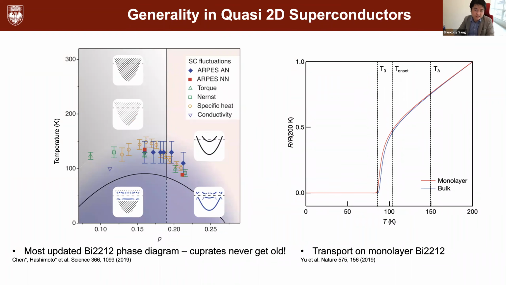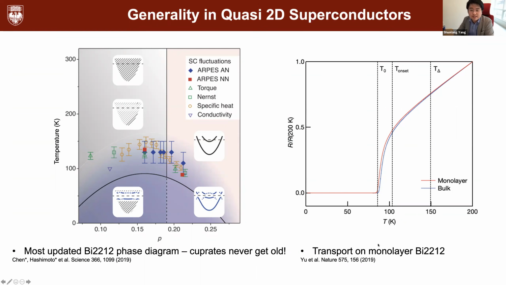And I'd like to use this example from cuprates. Both of these studies are from bismuth 2212. And indeed, the same kind of phenomenology can also be seen from cuprates. So this is the most updated bismuth 2212 phase diagram that was discovered by the group where I did my PhD. And what I find interesting is that cuprates never get old. Even in the year of 2019, we're still drastically rewriting the phase diagram, and that's really fascinating to me. It basically means we knew absolutely nothing about cuprates. But anyway, the interesting thing is, from this new definition, there is a crossover region where you have a superconducting gap, but it's not giving you macroscopic coherent transport.